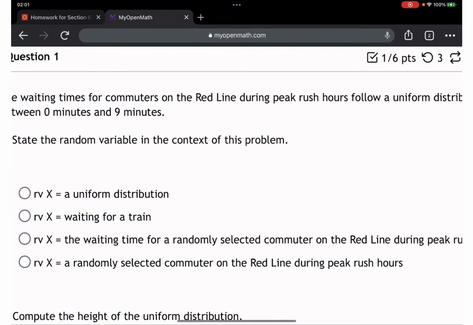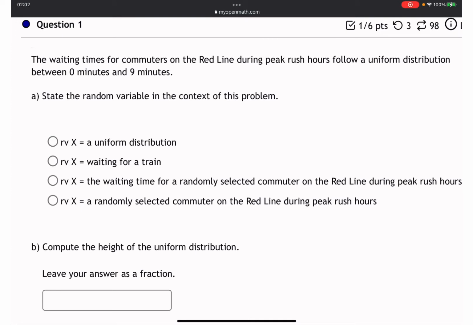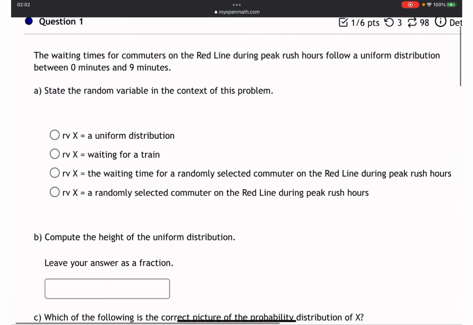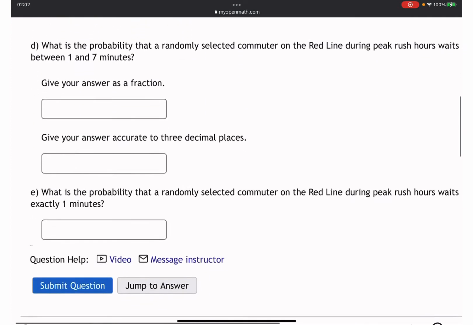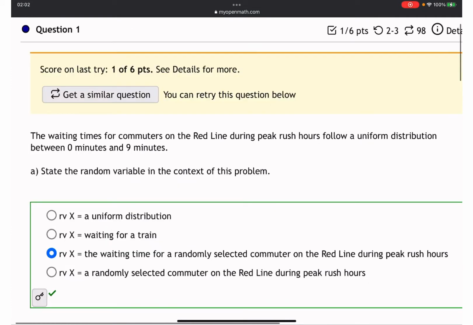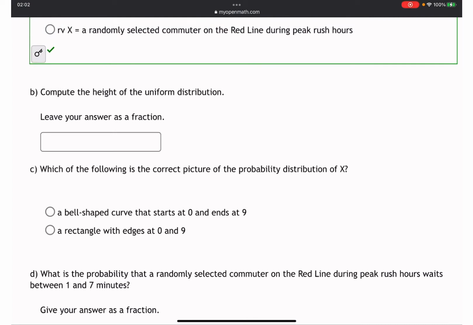All right. So state the random variable in the context of the problem. So x is uniform distribution? That is not the case. Our variable is not uniform distribution. Our variable is waiting time for commuters on the red line. So it's going to be waiting time. There we go. Let me check. Okay, correct.